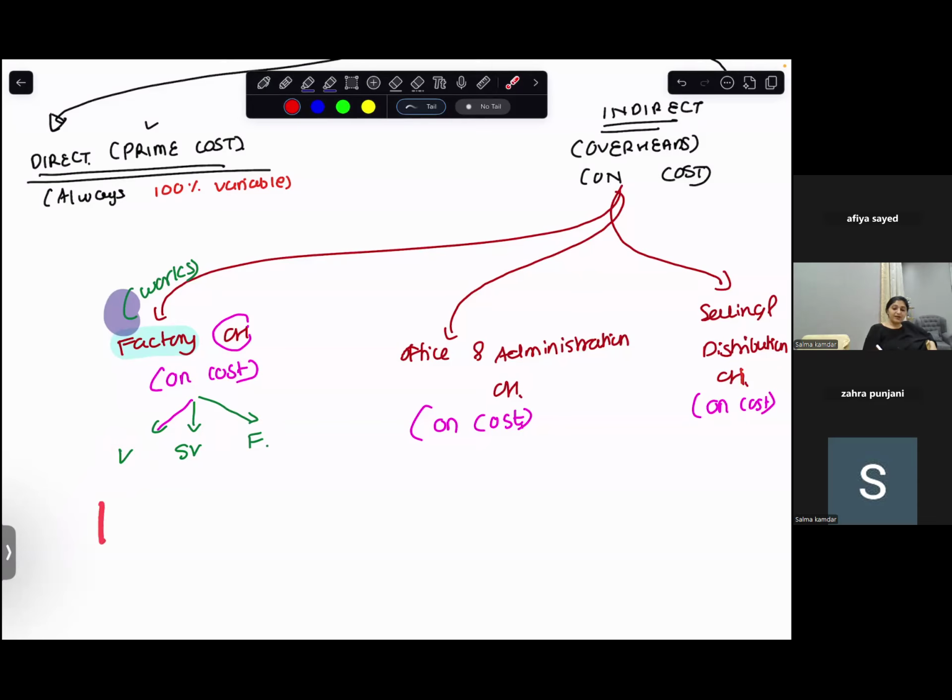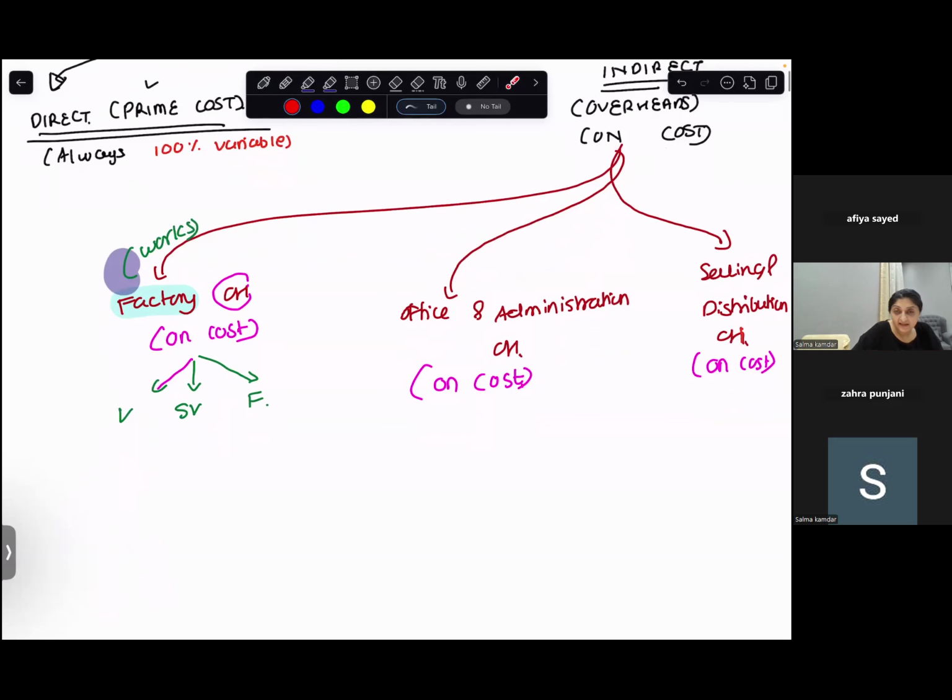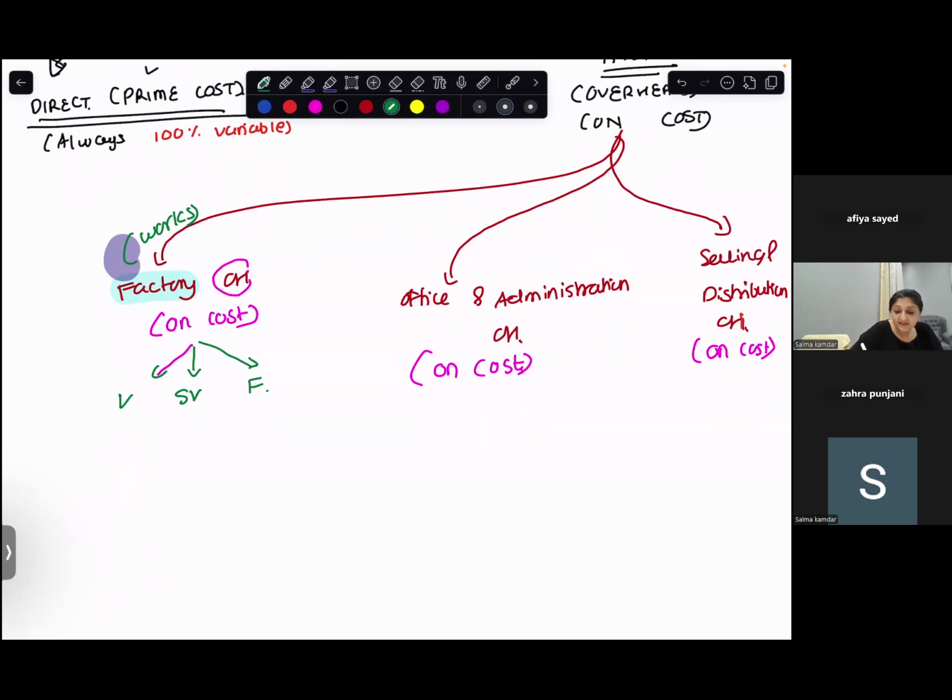If production increases, the cost increases. If production decreases, the cost decreases. If I go to buy 5 chocolates, instead of 5, if I buy 6, the cost will increase. So that is variable. When the costs change, it is variable. It changes according to the production.